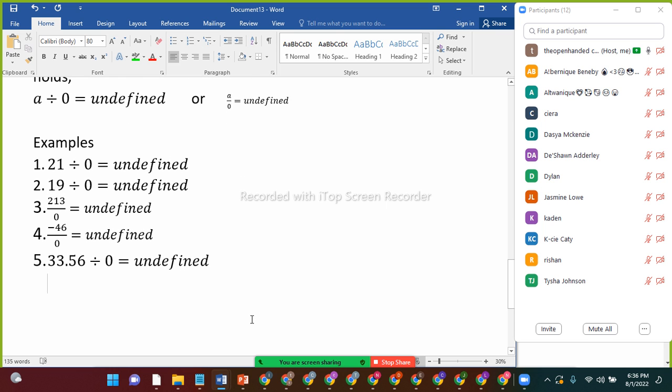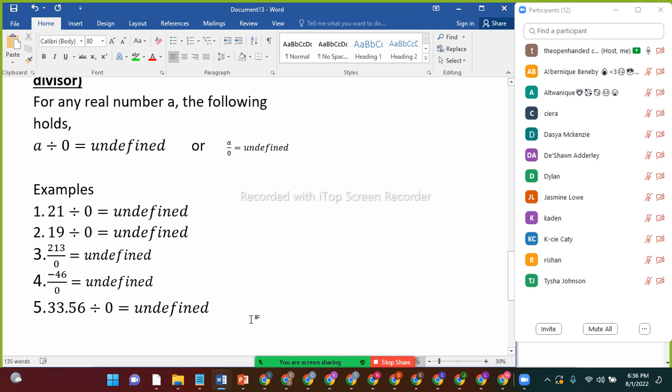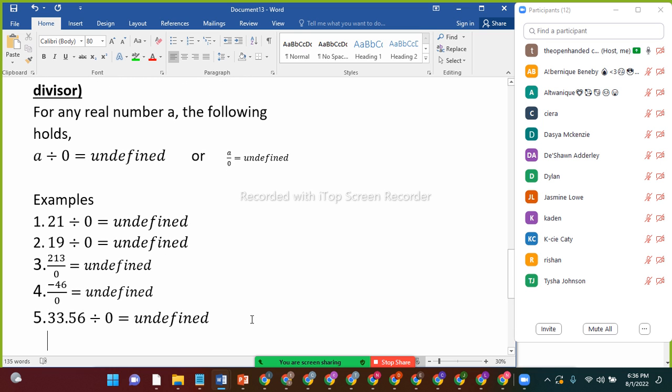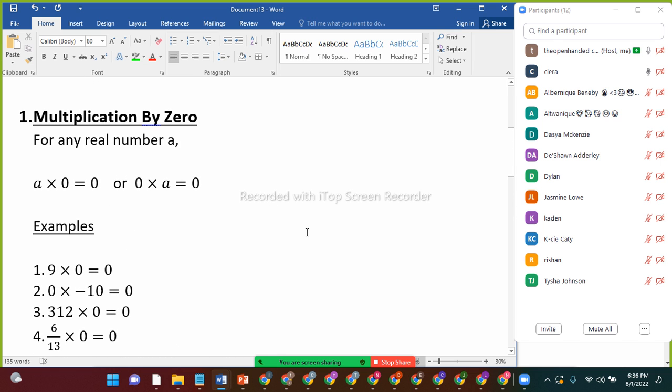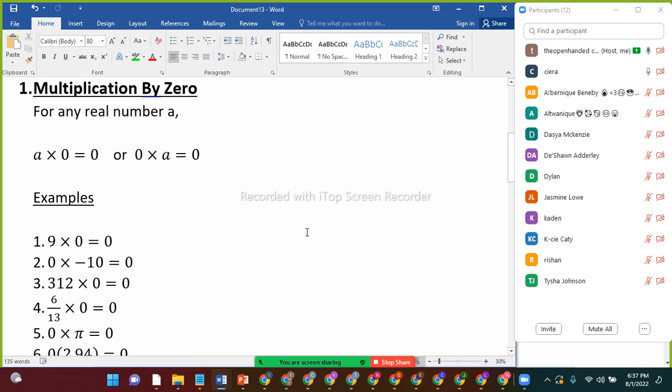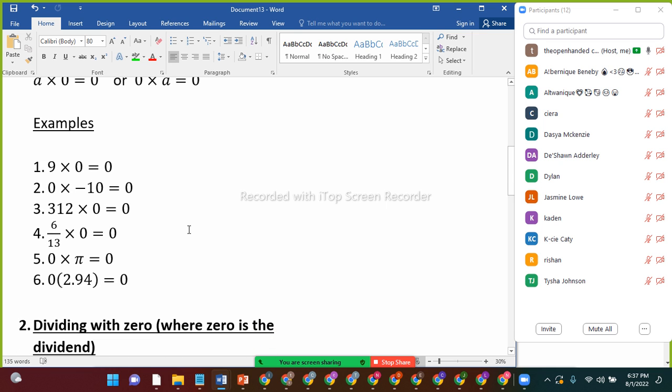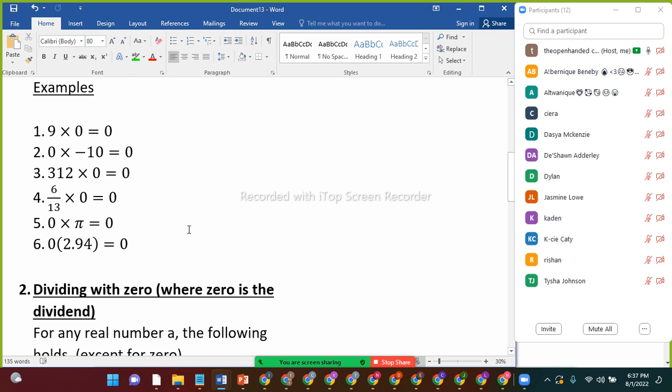So those are examples. Those are our properties for 0. Can anyone remember the first one? Sierra, what is the first property for 0 that we looked at? Multiplication. Yeah, and what did that say? Multiplication is for any real number A, the answer will always be 0. Very good. So you take any number, multiply it by 0, the answer would be 0. And then, Dylan, what was the next property?